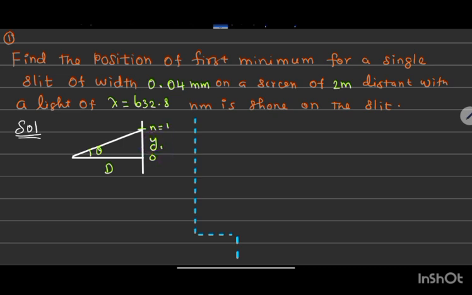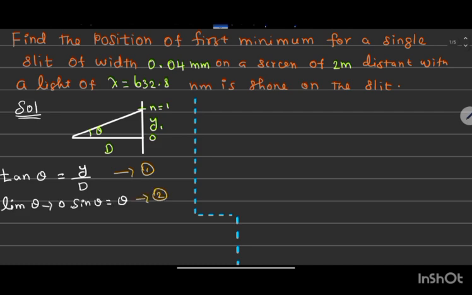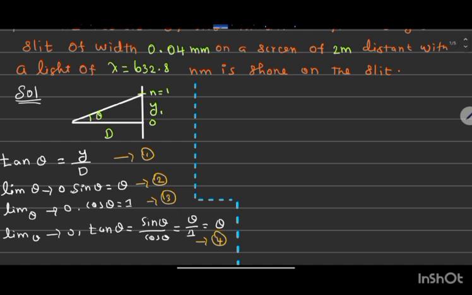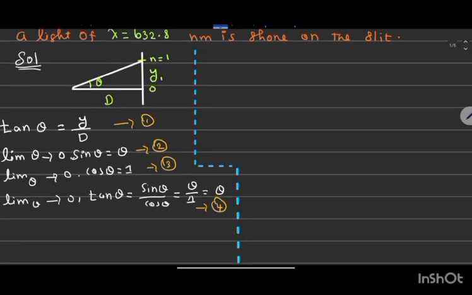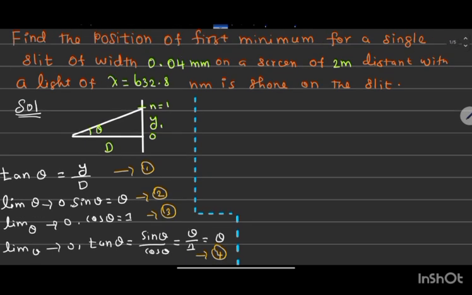Okay, so before doing that, we'll try to find the value of theta in terms of the known parameters. From trigonometry, I can write tan of this theta as y by D, and from the small angle approximation we know sine of small theta is equal to theta itself. Similarly, the cosine of this small value will be 1. When theta tends to 0, cos theta becomes 1. So in the limit theta tends to 0, tan theta can be approximated as theta. So from equations 2 and 4, sin theta is approximately equal to tan theta, and that is again approximately equal to theta itself.